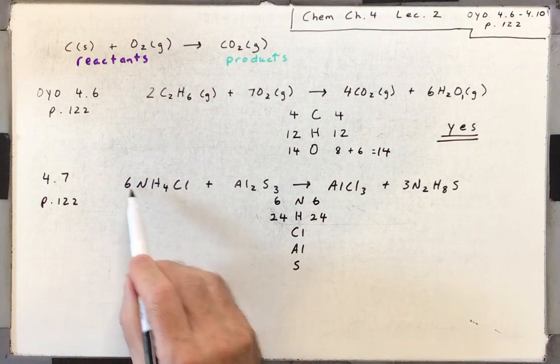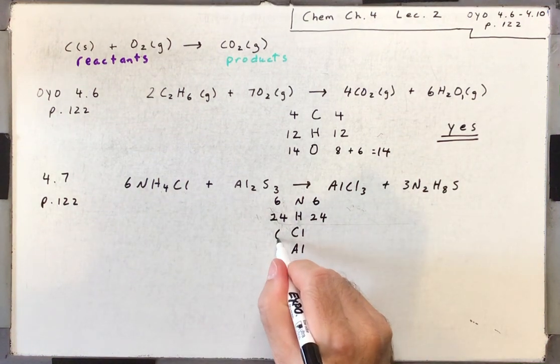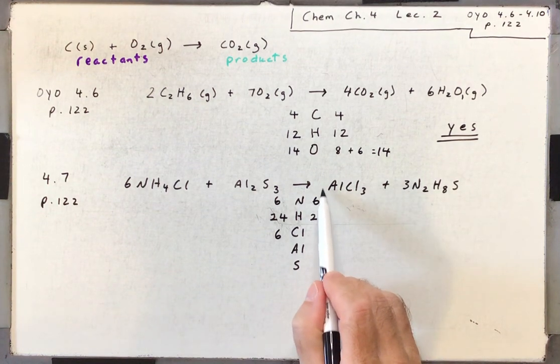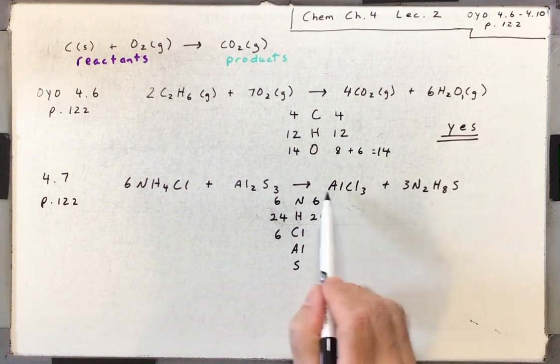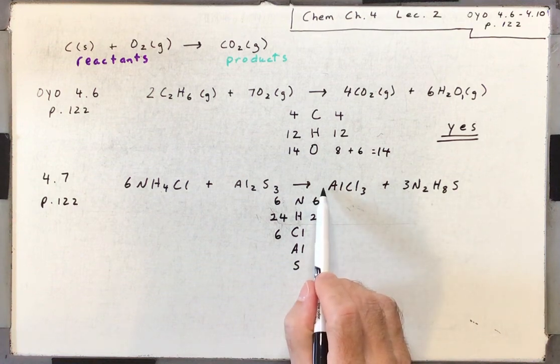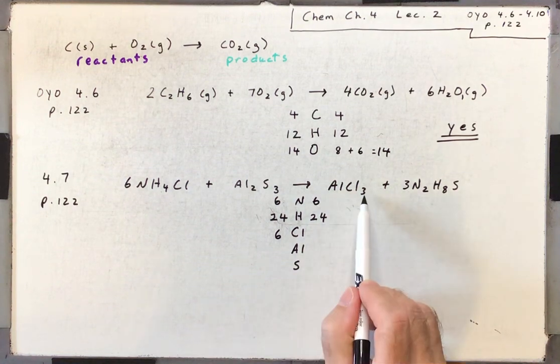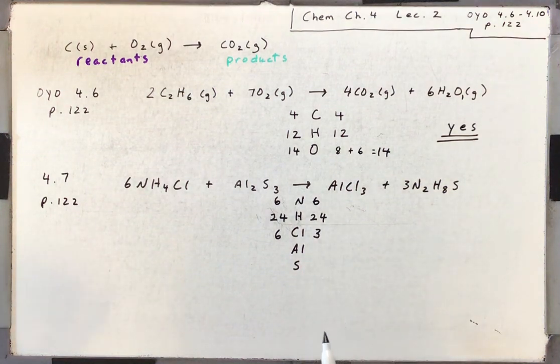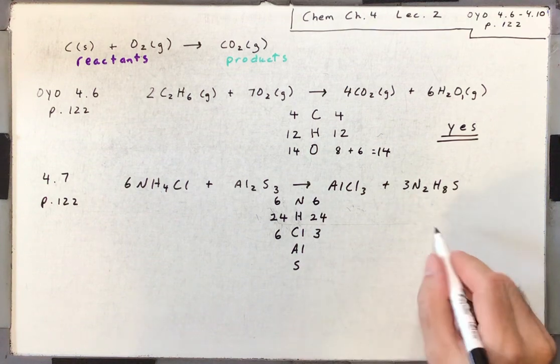Chlorine, on the left, we have 6 times 1, which is 6. But on the right, we have 1. So if there's nothing in front of the compound, that's an implied 1. So 1 times 3 is 3. We could actually stop here because we know that we are out of balance. So the answer already is no.